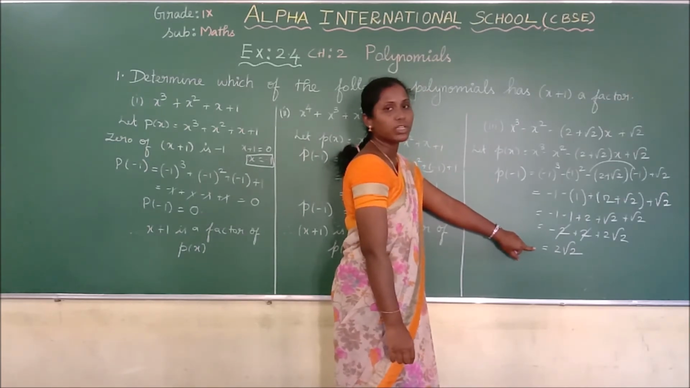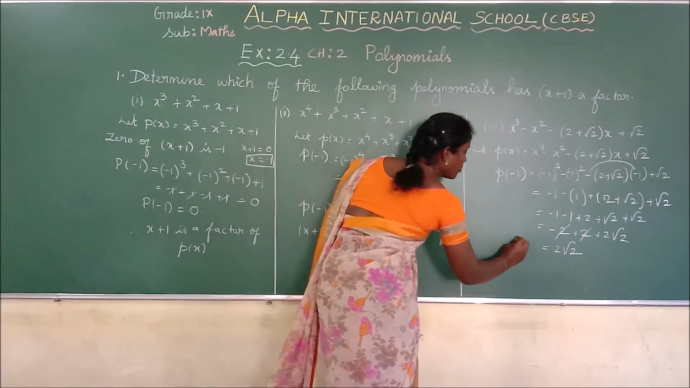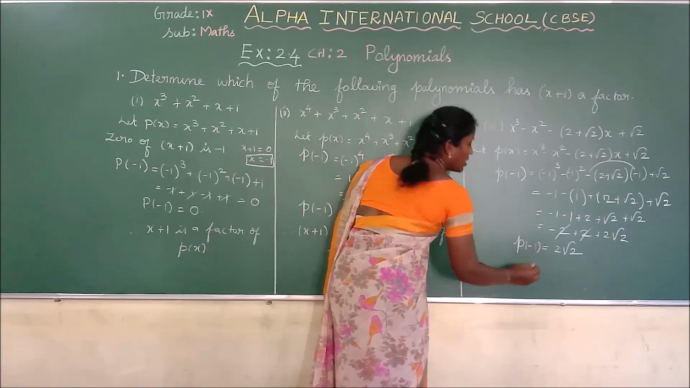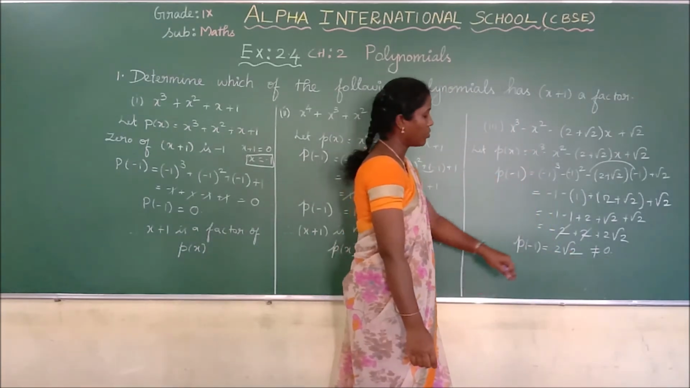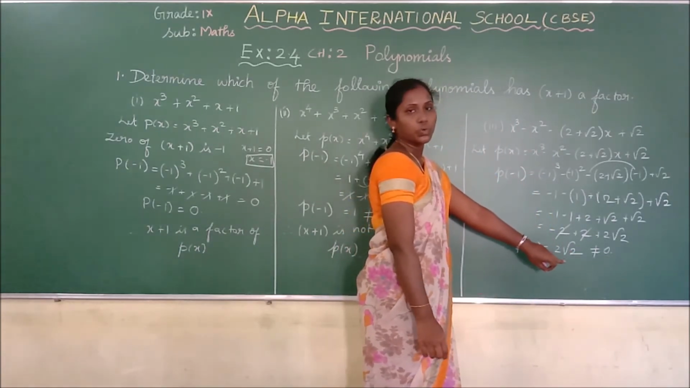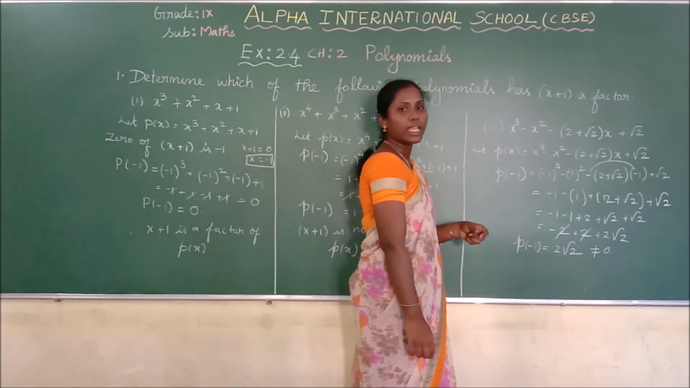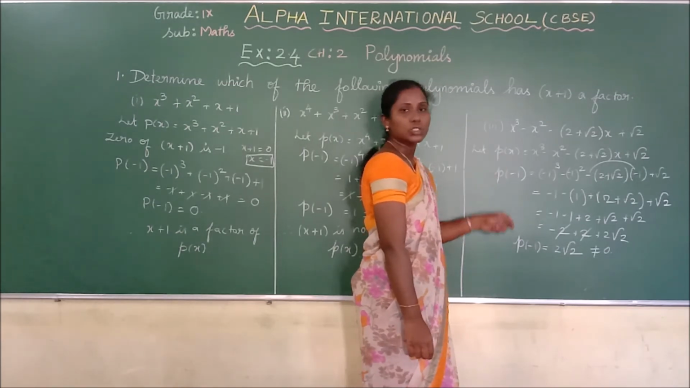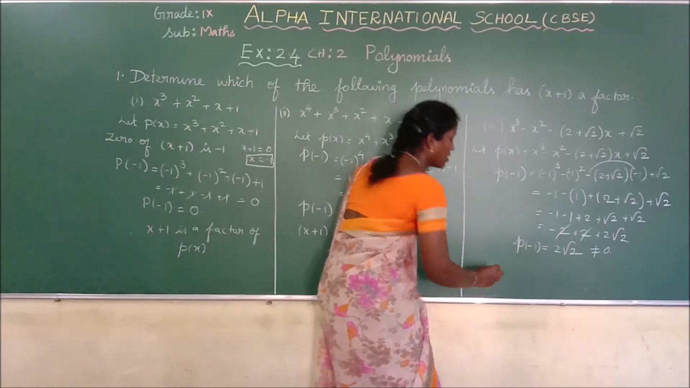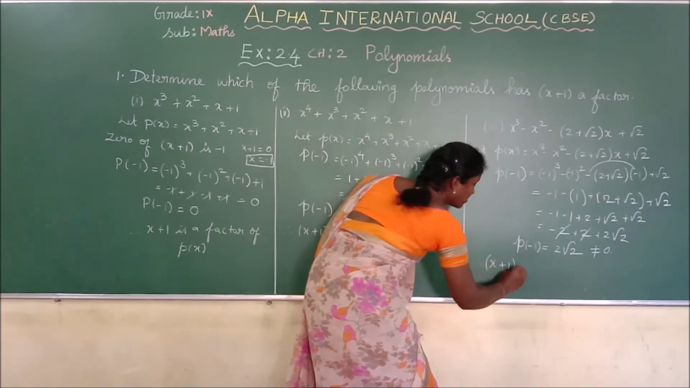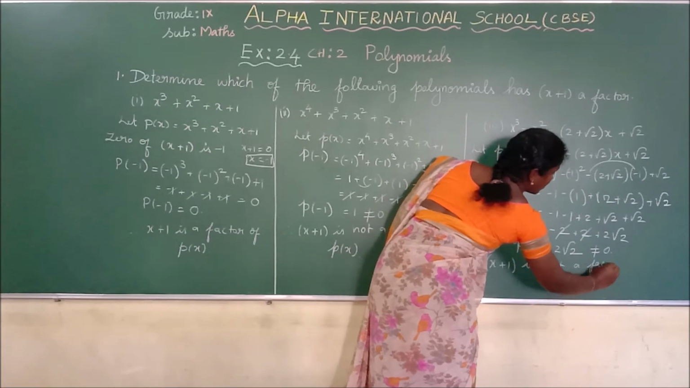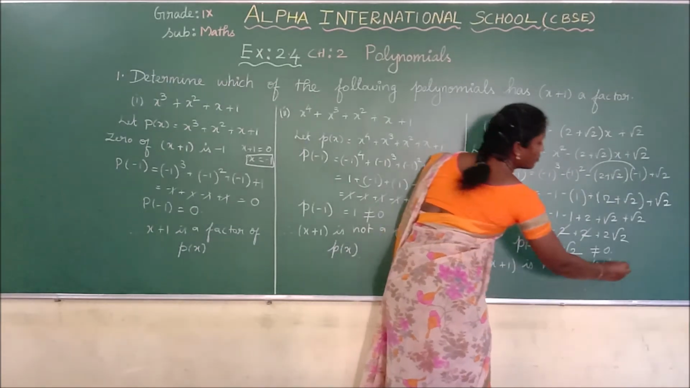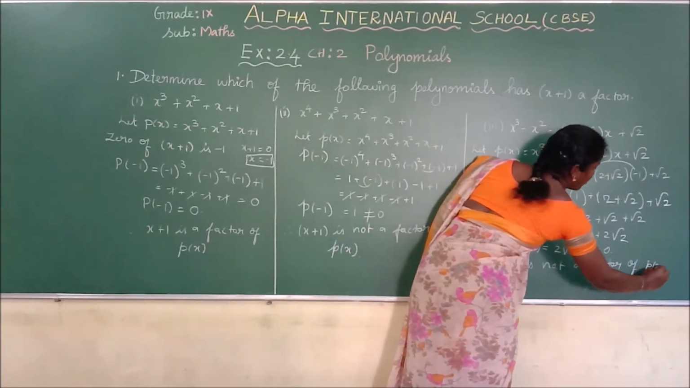So what is the conclusion? Here the remainder p of minus 1 is not equal to 0. We are getting the solution 2 root 2. So what conclusion can we write? X plus 1 is not a factor of p of x. So you have to write x plus 1 is not a factor of p of x.